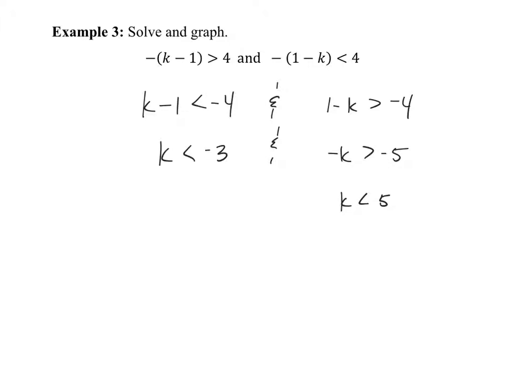There is a solution. Be careful. What does an "and" statement mean? Both of these things have to be true when it says "and," right? So k is less than negative 3. That's the answer, because k is less than negative 5 is contained within the other.